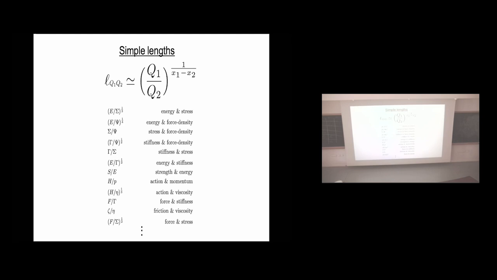So that's one simple entry to how to use this table: you can use this table to construct any length scale that you want, just by taking ratios of quantities that are on the same line. And the type of ratio that you might take will depend on the type of quantities that you think are important in your situation.